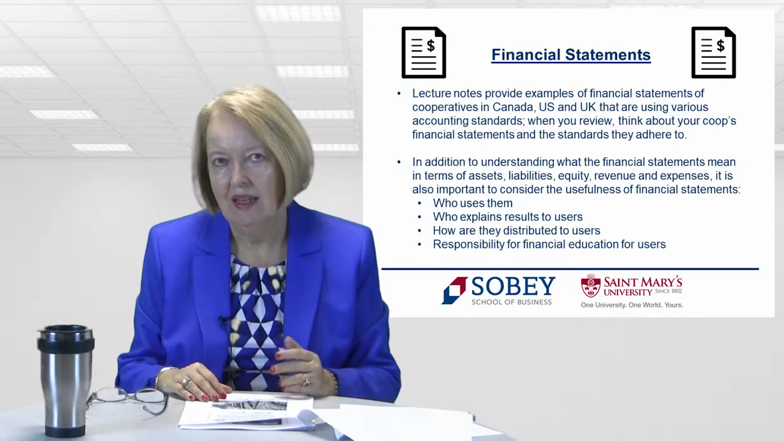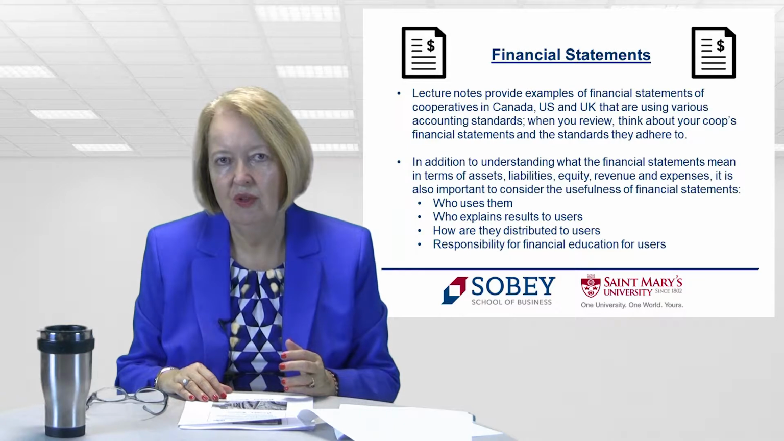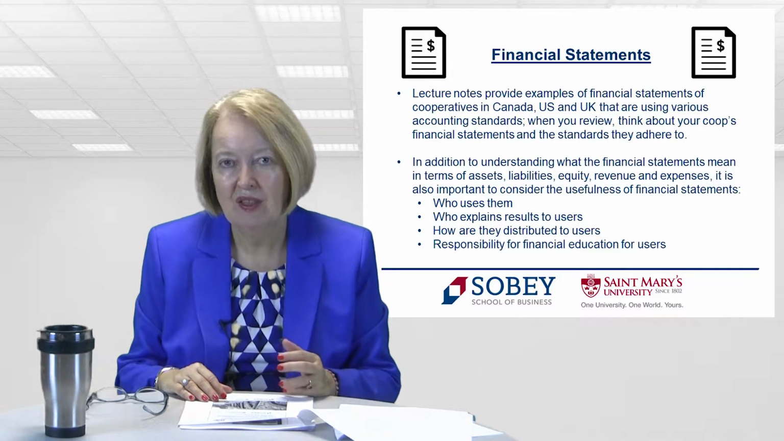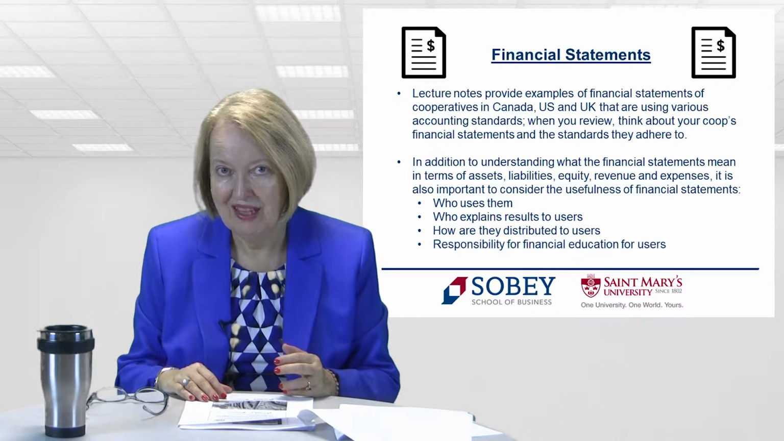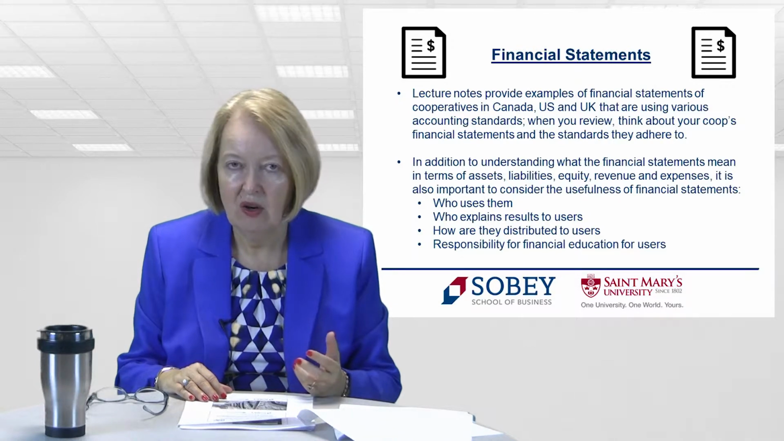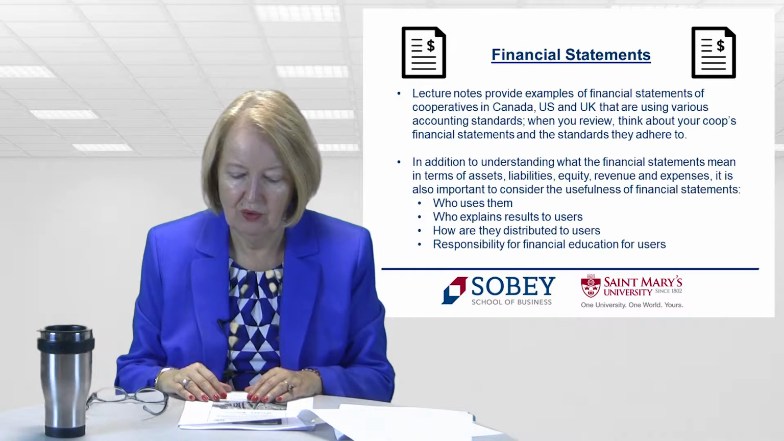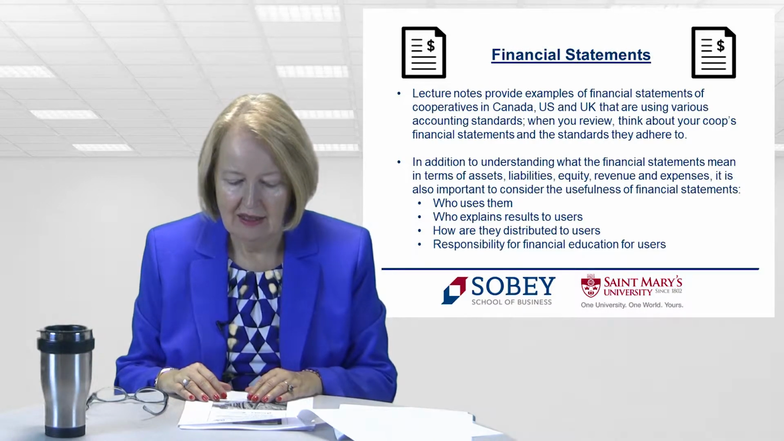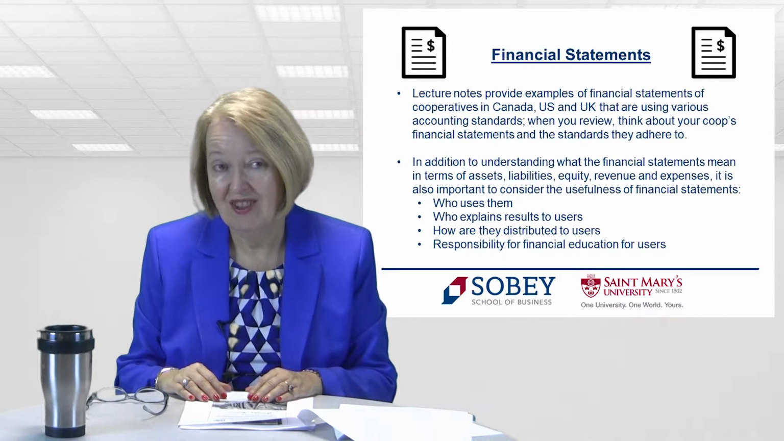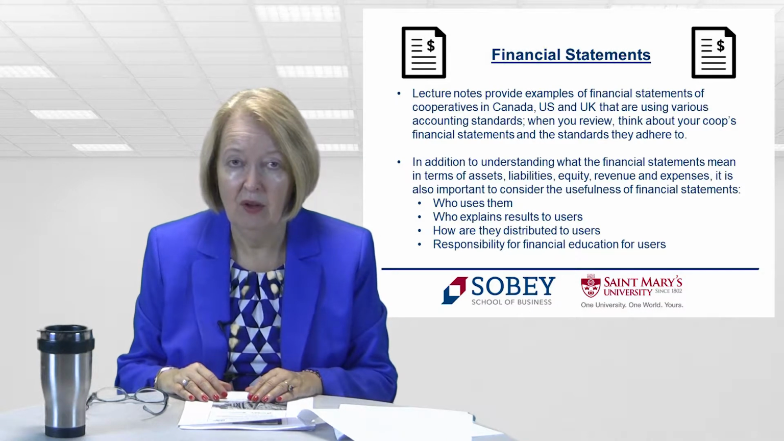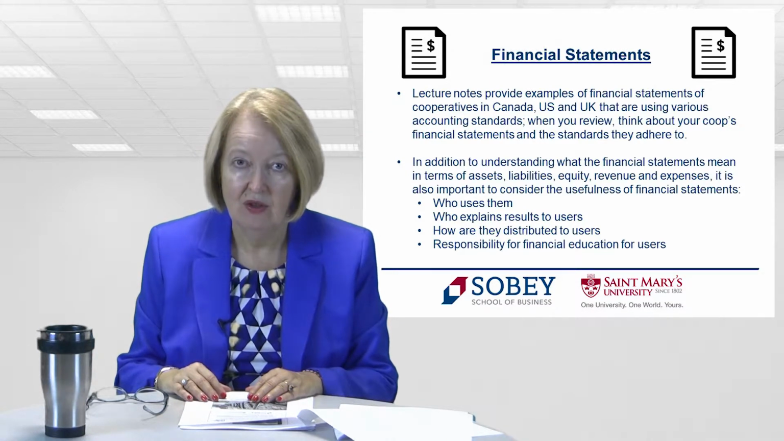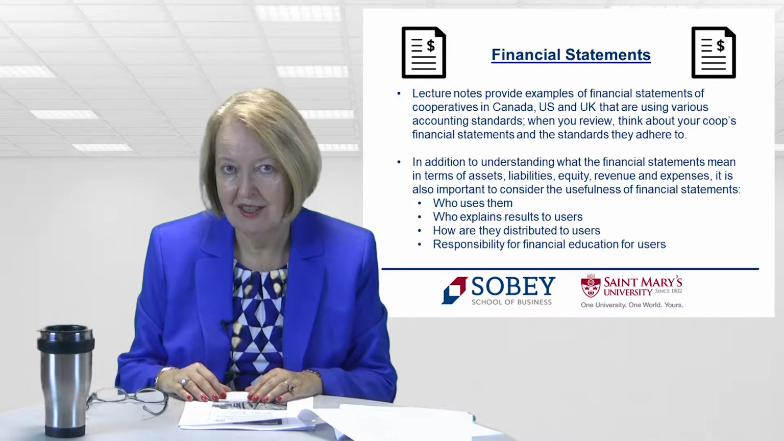And also, it's interesting to keep in mind who explains the results to users. If you are presenting the financial statements at your annual general meeting, would it be your CEO or your chief financial officer who would be explaining the financial results to the members? And how are they distributed? Is it just hard copy? Are they available on your website? Do you do a summary version? Are quarterly statements put on your website, etc.?